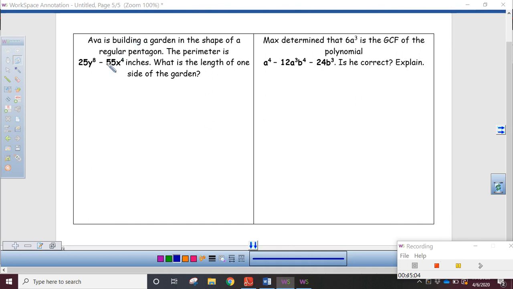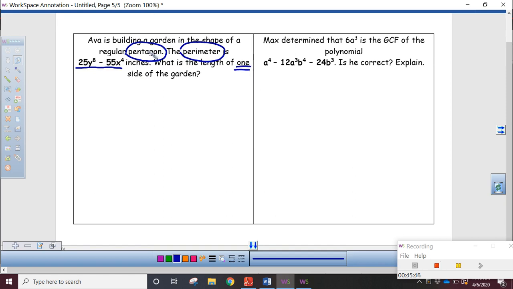So it says, Ava is building a garden in the shape of a regular pentagon. Okay, that's some information that you need. Regular meaning that all of the sides of the pentagon are going to be equivalent. And then pentagon, you should know how many sides a pentagon has. A pentagon has 5 sides. Now it says the perimeter, that's also another keyword. The perimeter is 25 y to the 8 minus 55 x to the 4th inches. What is the length of one side of the garden?